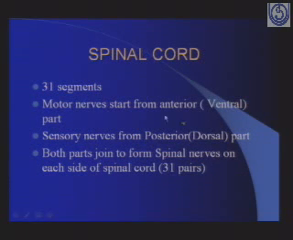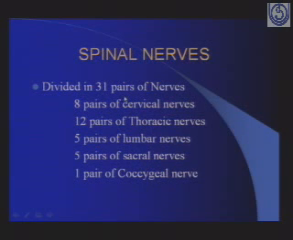The motor nerve starts anteriorly, the sensory nerve starts posteriorly. Both parts join to form the spinal nerves on each side of the spinal cord. So there are 31 pairs of the spinal nerves. These 31 pairs are divided into 8 pairs of the cervical nerves, 12 pairs of the thoracic nerves. Please remember there are 7 cervical vertebrae, but there are 8 cervical nerves, one extra.